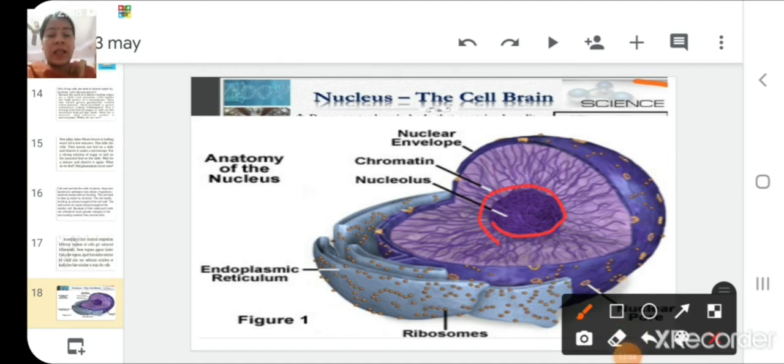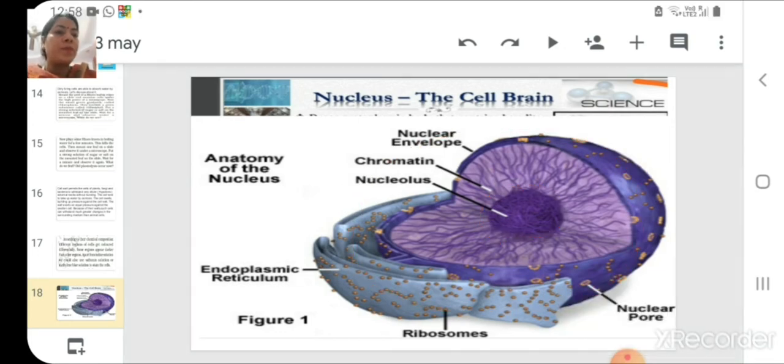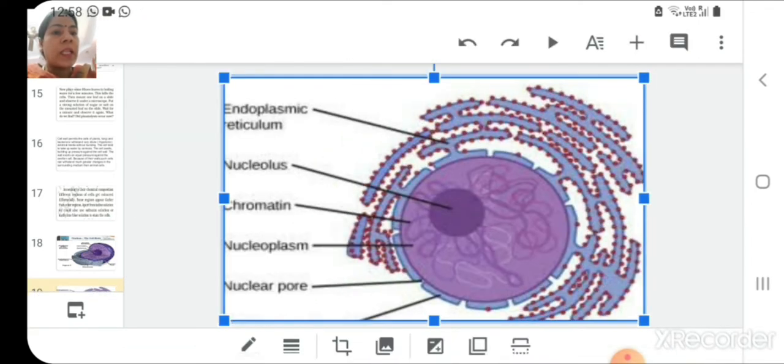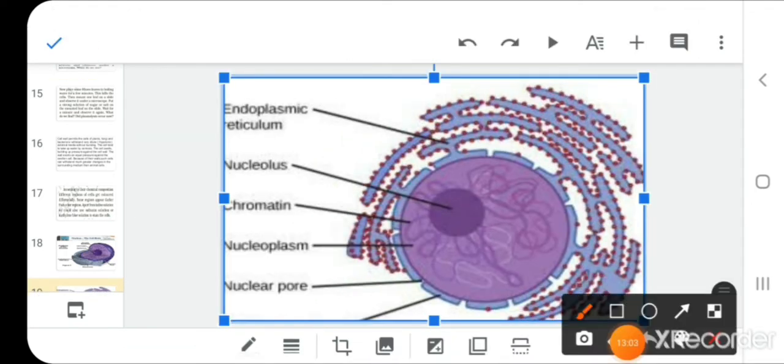Sometimes children get confused between nucleus and nucleolus. So nucleolus is a part of nucleus. So this highly demarcated part is nucleolus, and this is the complex structure of nucleus. So let us begin with the nucleus structure, that is having two nuclear membranes. The inner part of this nuclear membrane is the inner nuclear membrane, and the outer part of the membrane is known as the outer nuclear membrane.